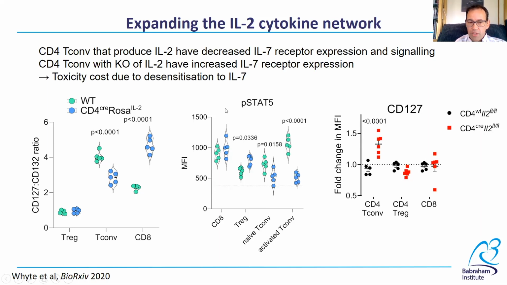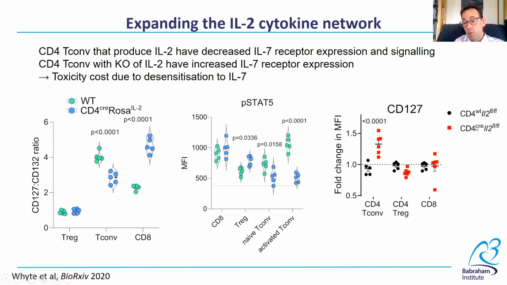We can also look downstream of the IL-7 receptor to phospho-STAT5, and the activation of phospho-STAT5, so the activation of the IL-7 pathway. In particular, if we look at the naive T conventional and the activated T conventional cells, the amount of phospho-STAT5, so the amount of activated IL-7 receptor pathway, is going down in both of these cell types. So this means that the CD4 T cells that are making IL-2 have actually reduced the signaling through the IL-7 receptor pathway.